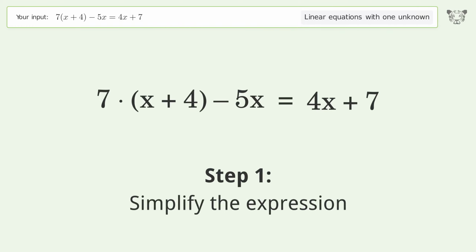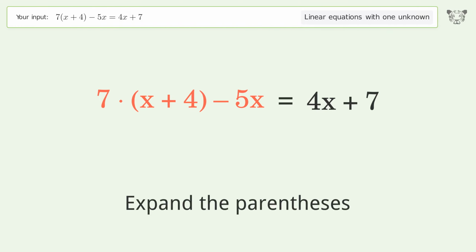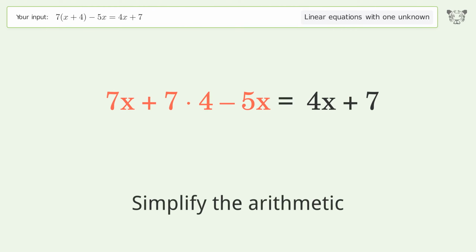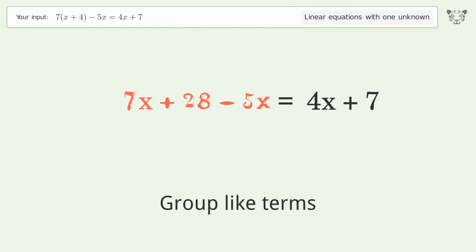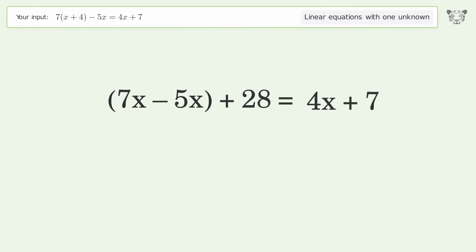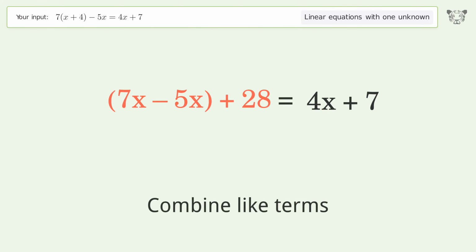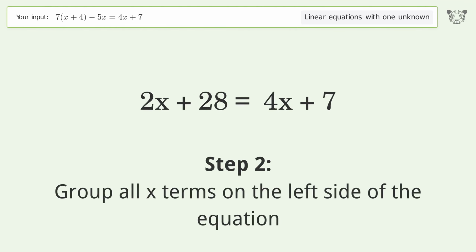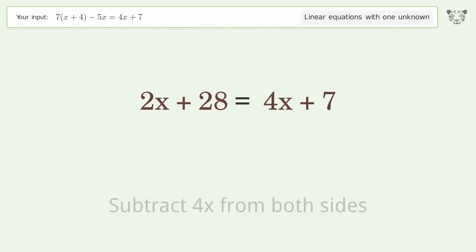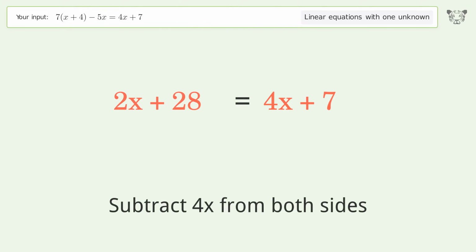Simplify the expression. Expand the parentheses. Simplify the arithmetic. Group like terms. Combine like terms. Group all x terms on the left side of the equation. Subtract 4x from both sides.